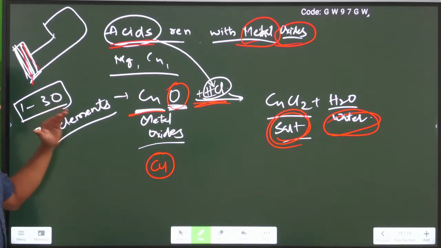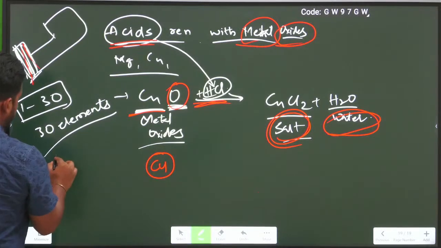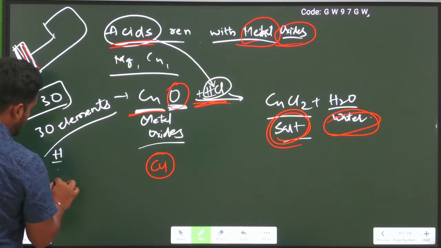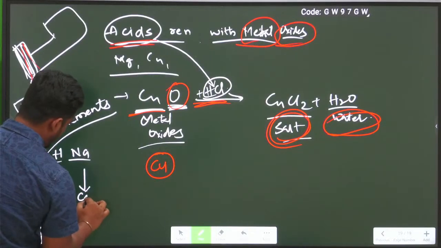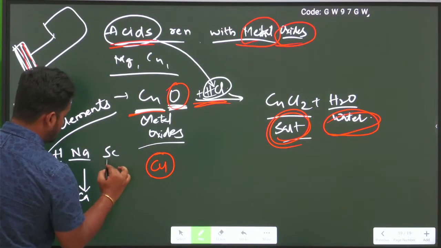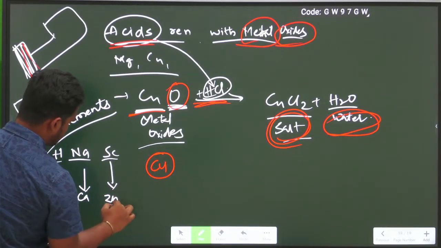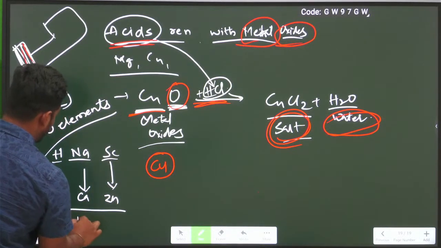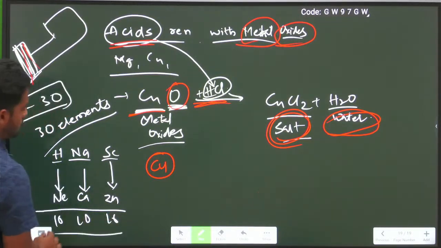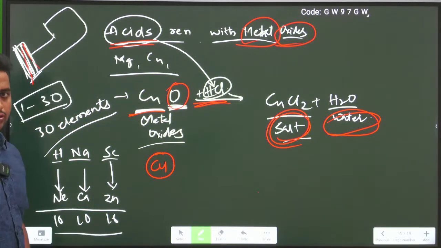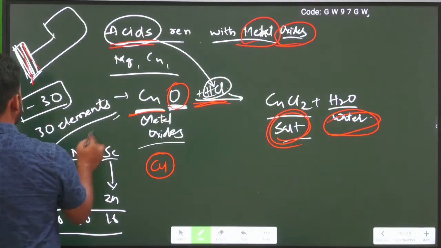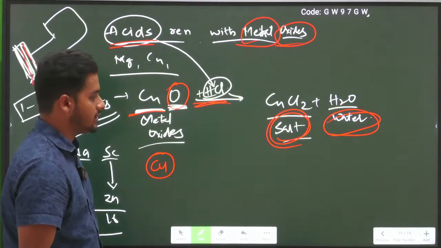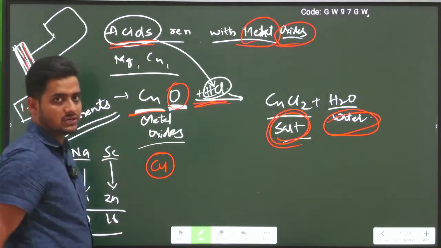If you remember these 1 to 30 elements, starting from hydrogen to neon, then again from sodium to calcium, and from scandium to zinc, all these ten. Without knowing these 30 elements, you are not going to understand any reaction. Learn these 30 elements by heart, so that you can understand how the reaction is actually going.